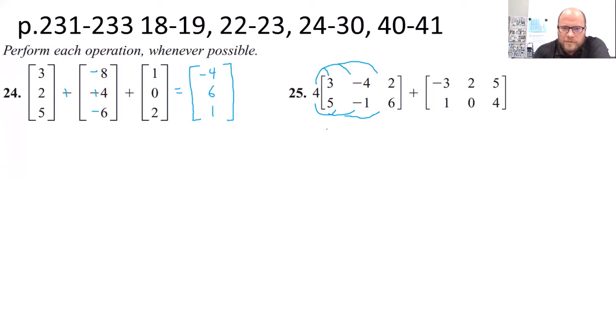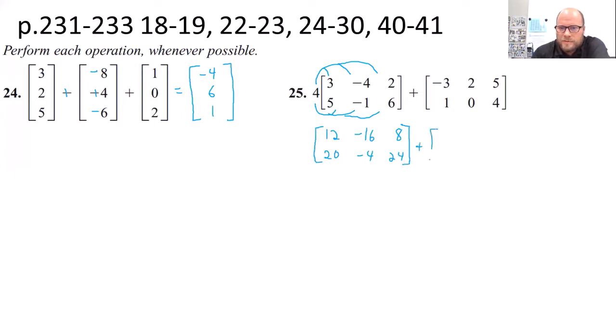So 4 times 3 is 12. 4 times -4 is -16. 4 times 2 is 8. 4 times 5 is 20. 4 times -1 is -4. 4 times 6 is 24. So that's our first matrix.